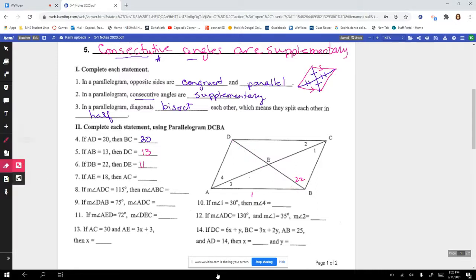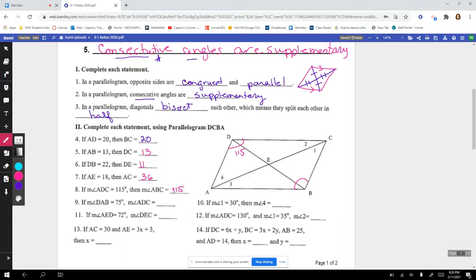Okay, let's take a look at the other diagonal. If AE, which is half of this part here, is 18, then we know this other half, right, is also going to be 18. So AC, the whole thing, is going to be 36. All right, so let's take a look at some angles. So if I have the measure of angle ADC, this whole piece is 115. Then the measure of angle ABC over here is also 115 because they're opposite angles, and opposite angles are congruent.